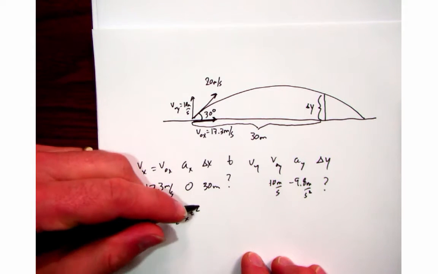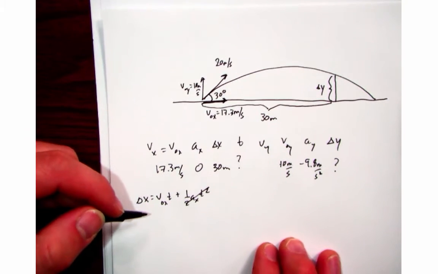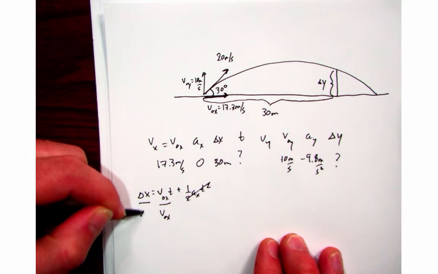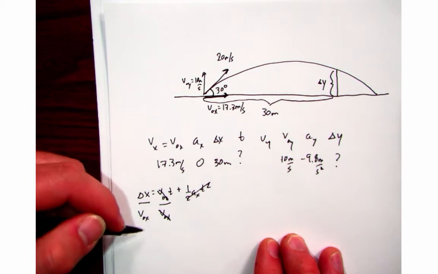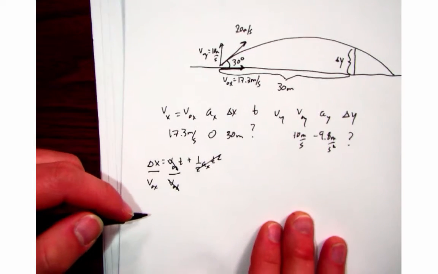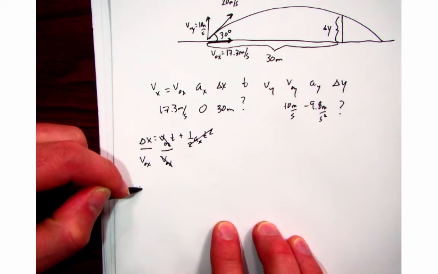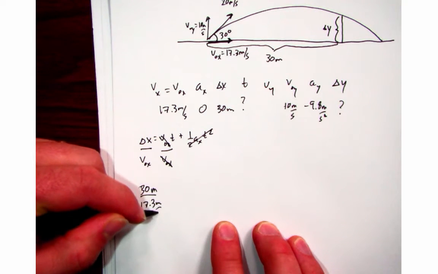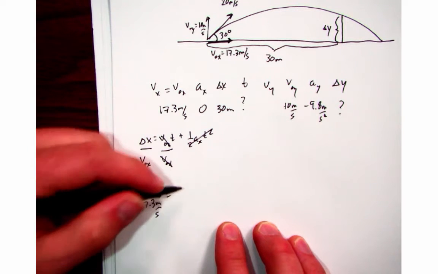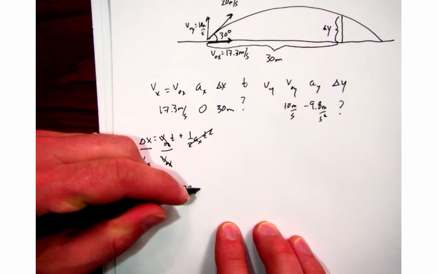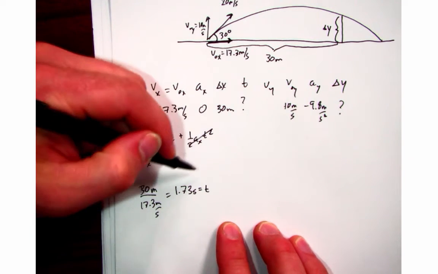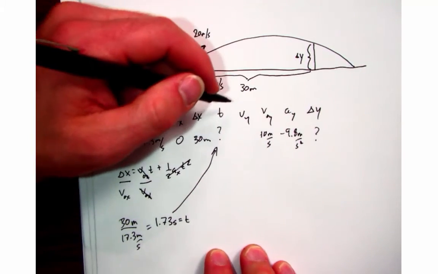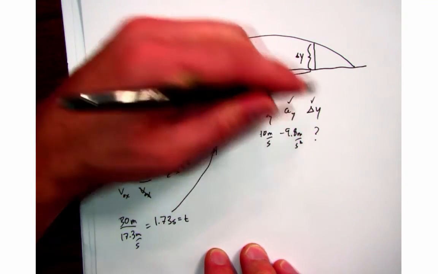Ax again is 0, so that goes away. I want to solve for t, so I'm going to divide both sides here by V naught x, and they cancel out. And so delta x over V naught x is going to be 30 meters divided by 17.3 meters per second, and that equals 1.73 seconds. So that's my time. So that's going to shoot right up to there. Now, in my y variables, I have time, V naught y, Ay, and delta y.